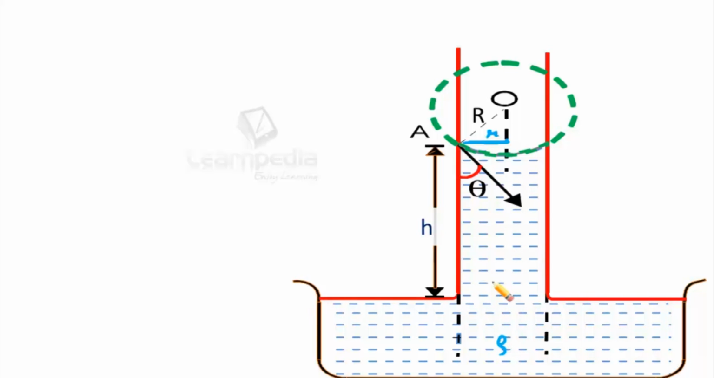So here we have taken a liquid which wets the glass. Capital R is the radius of the meniscus. This is the meniscus which you have taken. Imaginary circle we can draw. This is the imaginary center. This will be the radius of the meniscus.